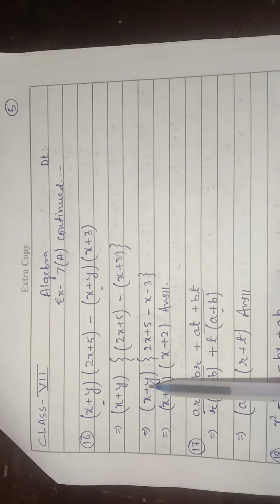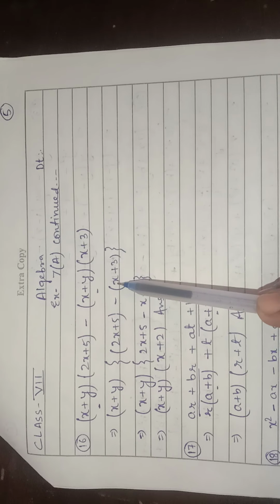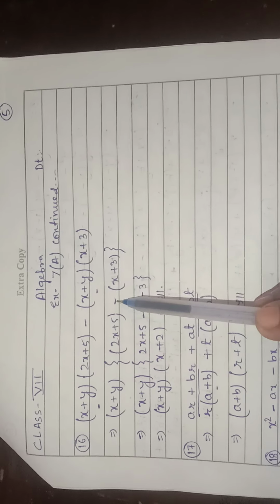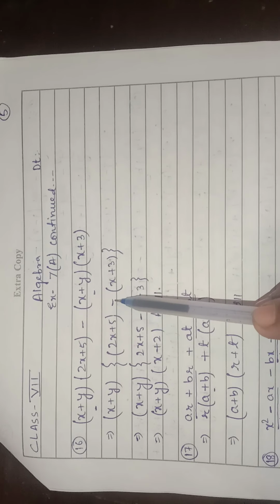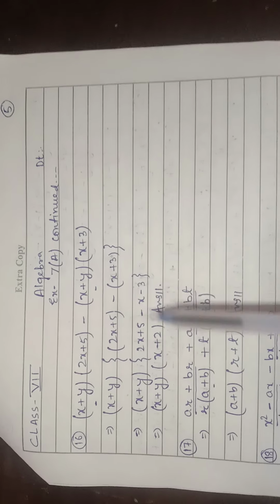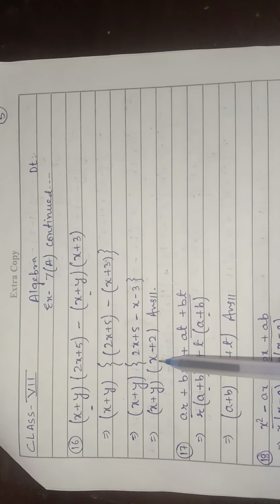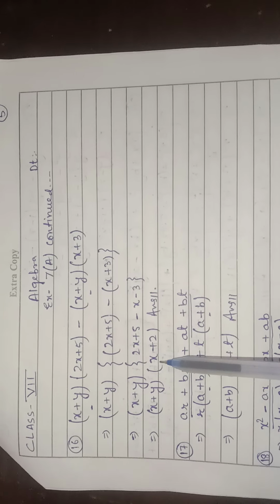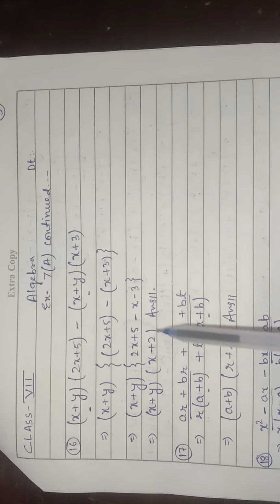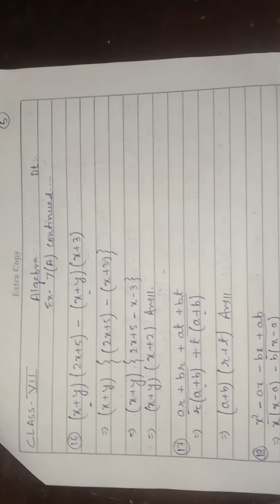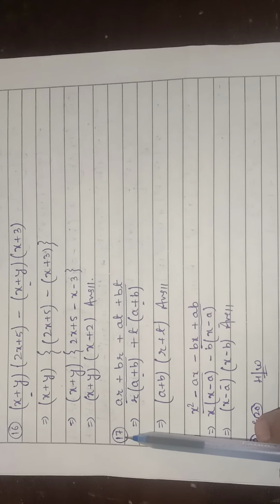Write as it is 2x plus 5, remove this bracket, plus minus minus x plus minus minus 3. Now this as it is, 2x minus x, that means you will get 1x. 5 minus 3, that is 2. Same way, question number 17.